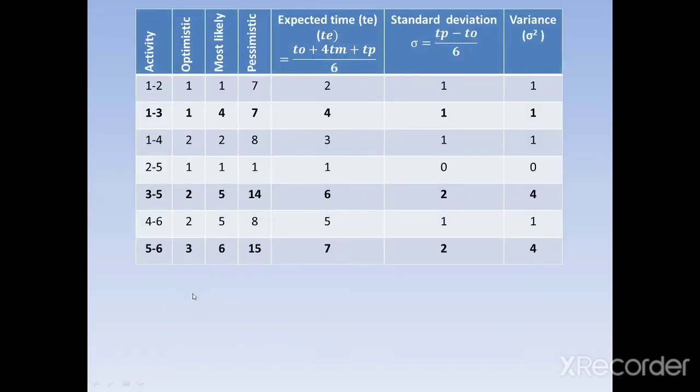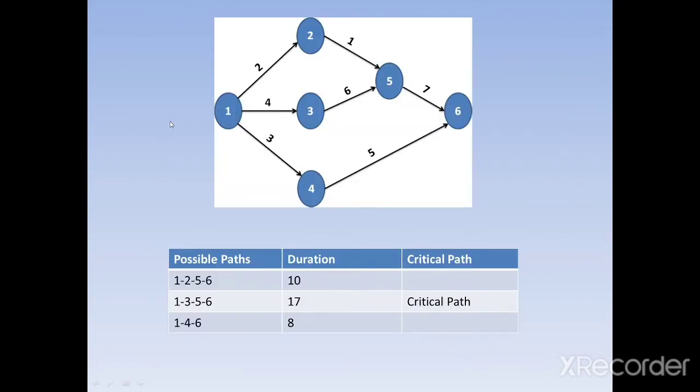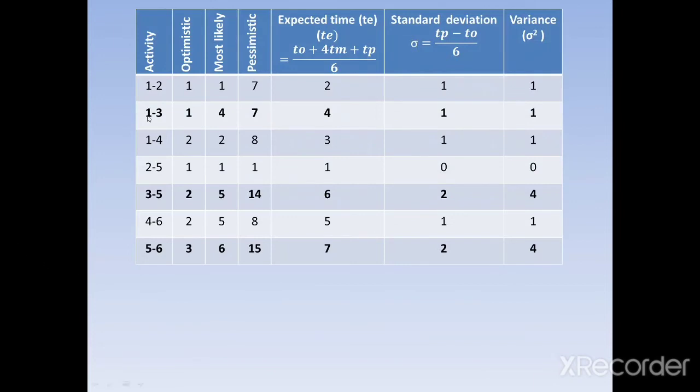Now after this, we need to calculate the variance of this. So this is the variance of the project length. Variance means, see, whatever the highlighted activities, these are the activities on the critical path. On the critical path the activities are 1-3, 3-5, 5-6. So hereafter, while calculating the probability, we need to concentrate on these activities only.